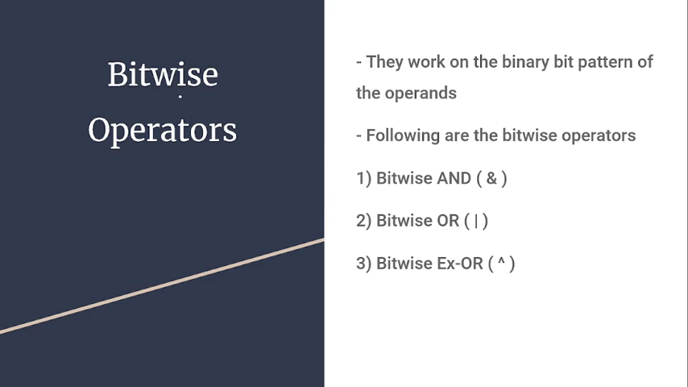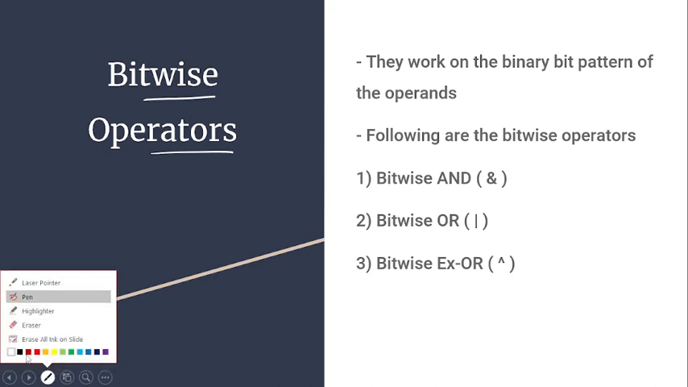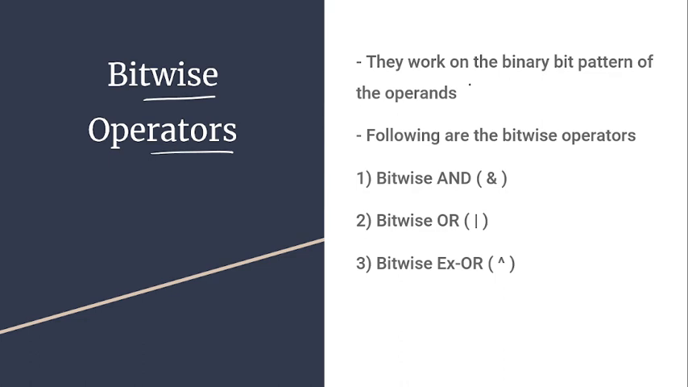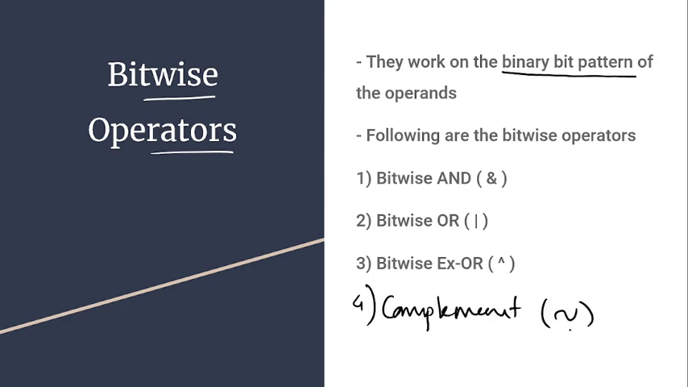So the next set of operators we have is bitwise operators. Now what exactly do bitwise operators mean and what do they do? As the name suggests, they work on the binary bit pattern of the operands. We have bitwise AND, bitwise OR, bitwise XOR. These all are binary, and one more which we have is complement. Bitwise complement, which is getting the complement of a given operand. So it's a unary one.